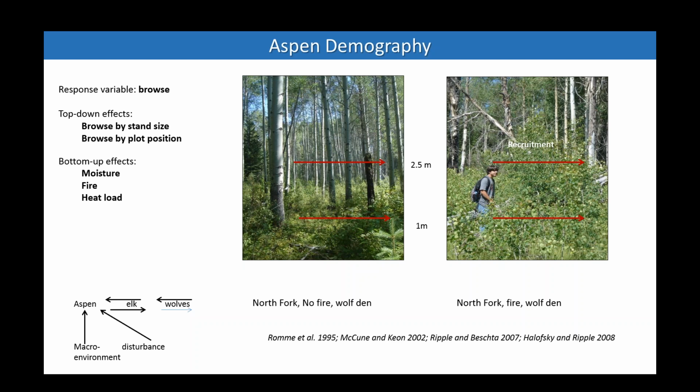So this alone suggests that it's similar to what Cooper and Hobbs found in Yellowstone, that wolves alone are not driving a trophic cascade unless other factors are present.